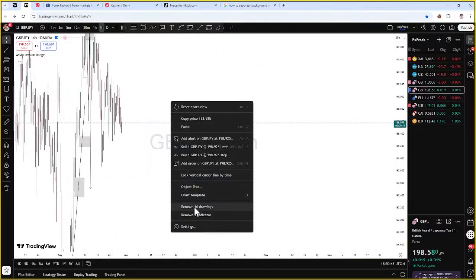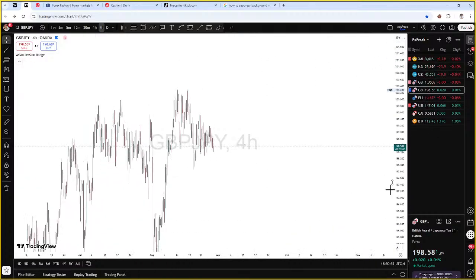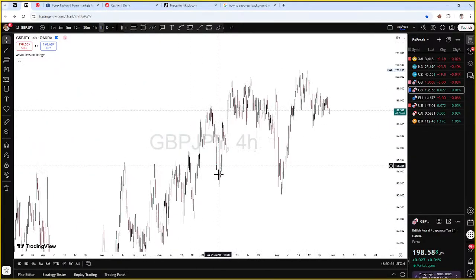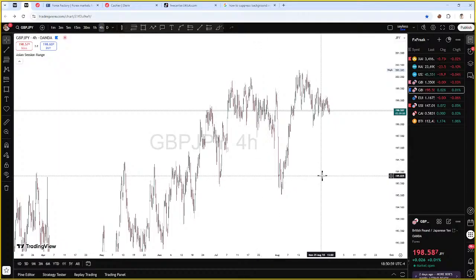All right. So remove drawings, and let's see. So for GBP JPY, and since this is the 4 hour time frame, right? What I will ask myself is, which one took the most liquidity and what structure has been broken?